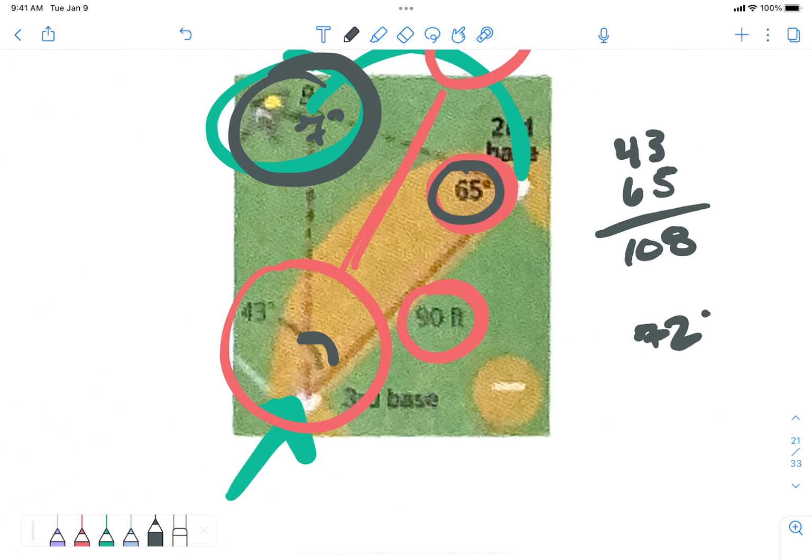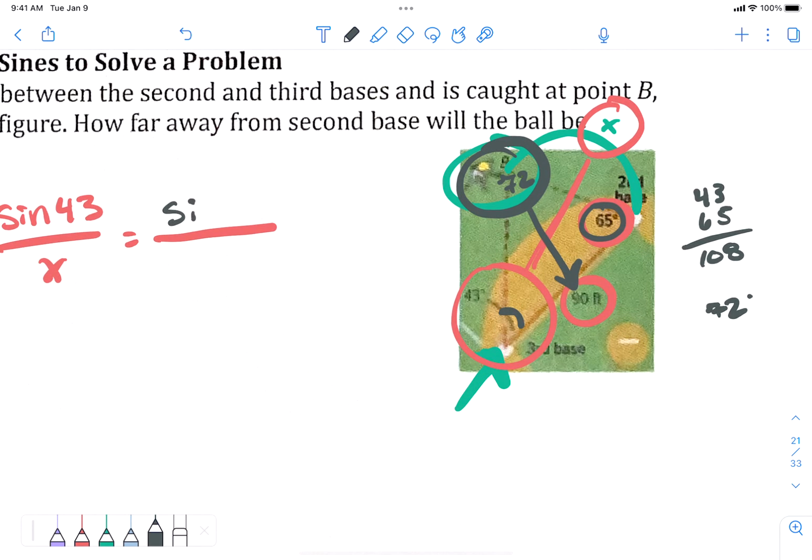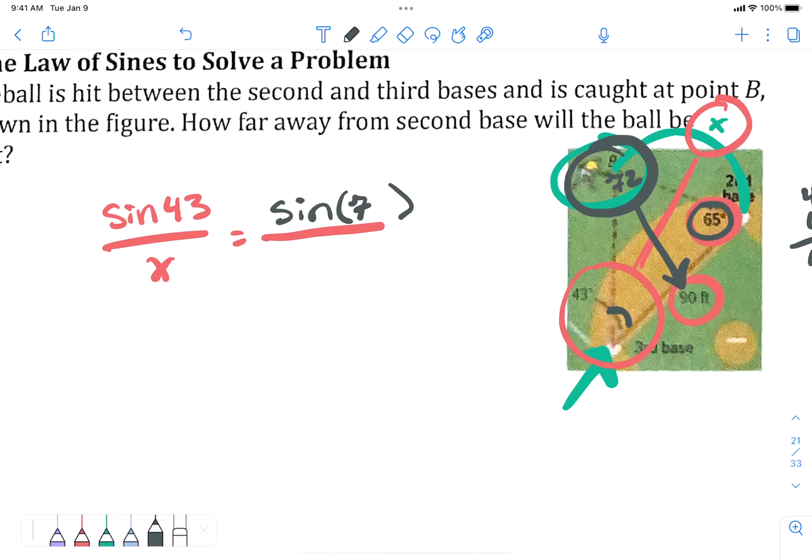So this is 72 degrees, right? And that is opposite the 90, right? So they have to be opposite each other. So we're going to set that equal to sine of what? 72 over the 90. Okay?